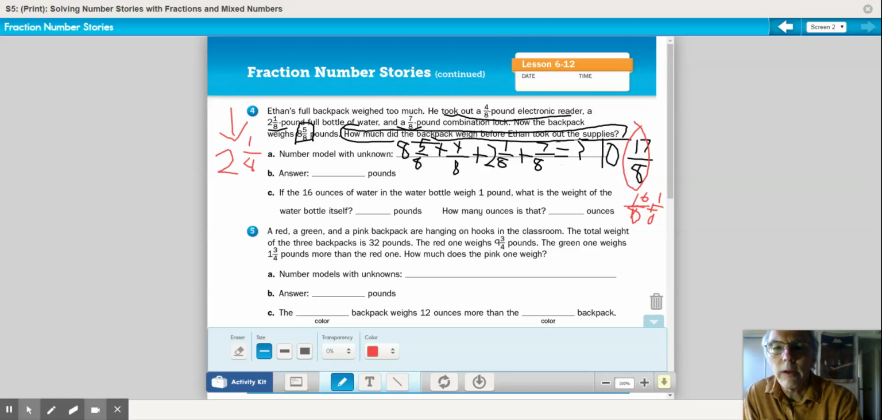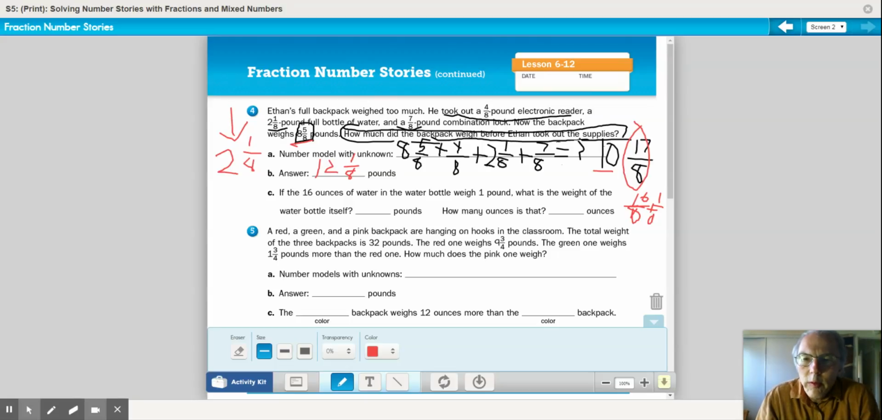Okay, so our answer is not 2 1/8, because that's a really light backpack. No way. And the backpack, it even says right here, it weighs, at the end, after they take all that stuff out, it weighs 8 5/8. So there's no way 2 1/8 is our answer. No, it's actually the 10 plus the 2 1/8. So that's going to be 12 and 1/8 is our answer. Okay, and we're almost finished.